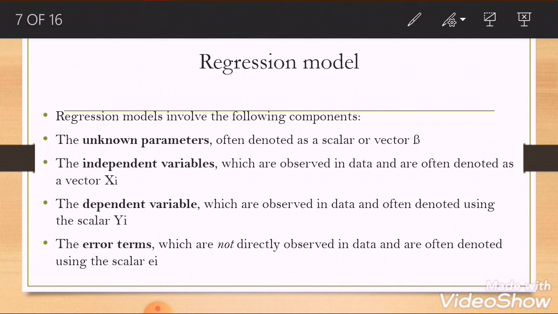Today's topic is the regression model. A regression model involves the following four components. First is the unknown parameters, often denoted as a scalar or vector. Second is the independent variables, which are observed in data and are often denoted as a vector. Third is the dependent variable, which is observed in data and often denoted using a scalar. The last one is the error terms, which are not directly observed in data and are often denoted using a scalar.